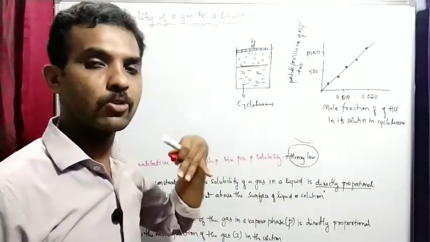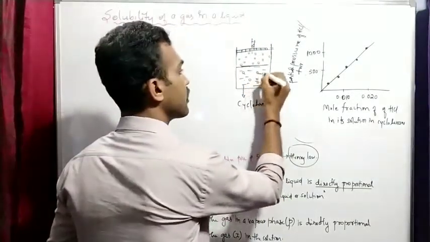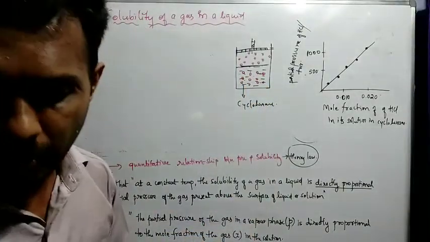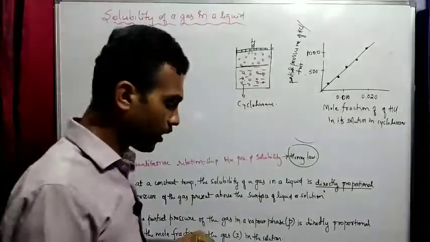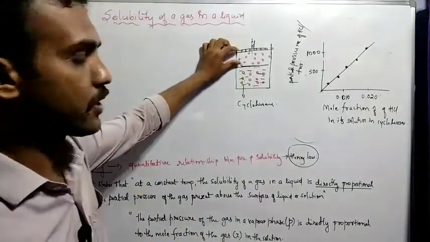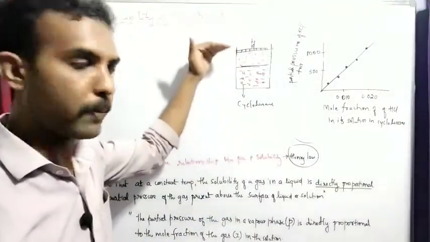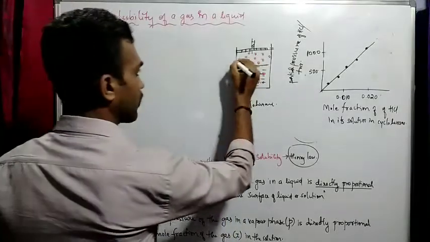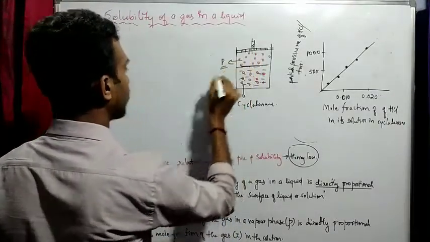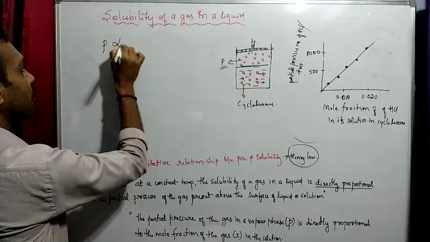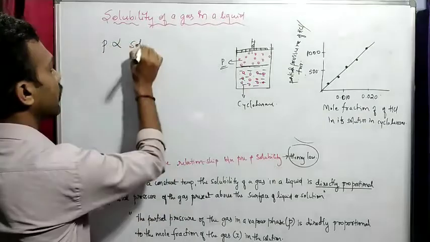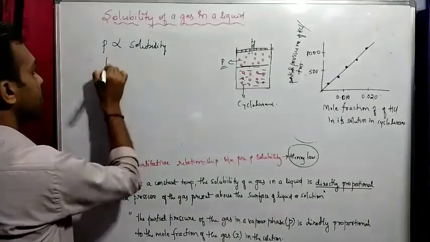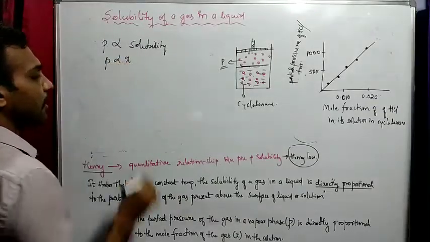As the gaseous pressure increases, more of the gas dissolves, right? So what does Henry's law say? If you put more and more external partial pressure, then the solubility increases. Hence the partial pressure is directly proportional to the solubility. Or else you can say P is directly proportional to X.